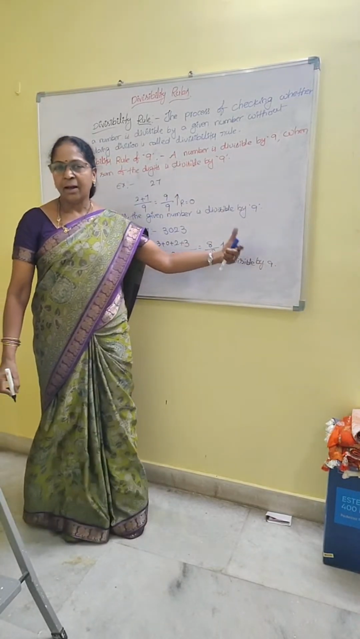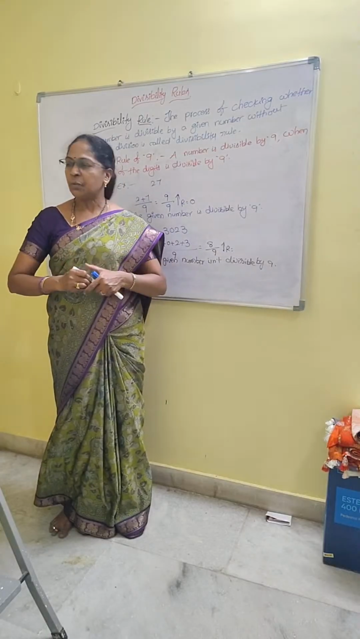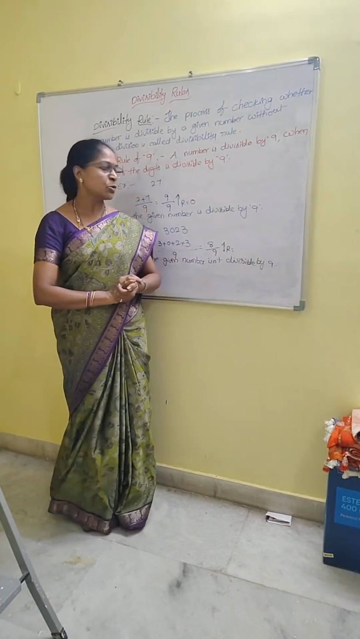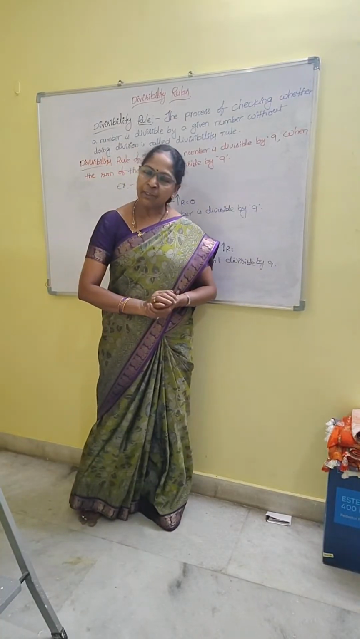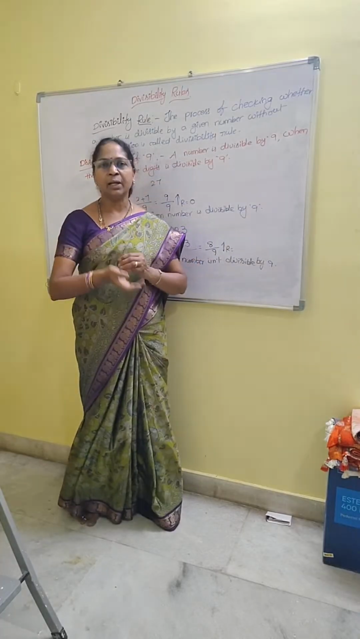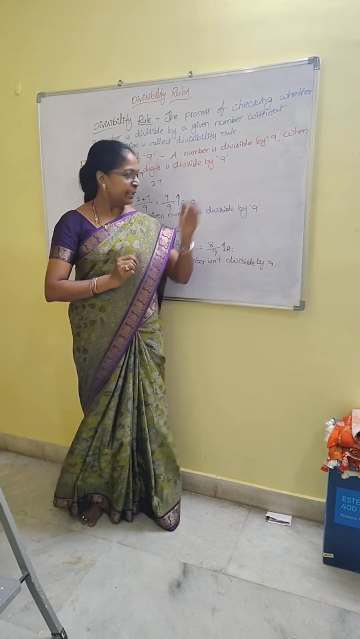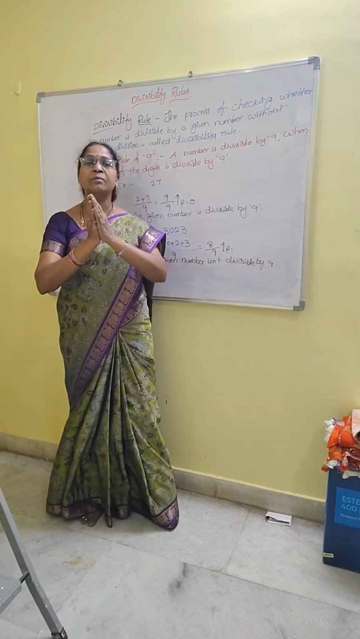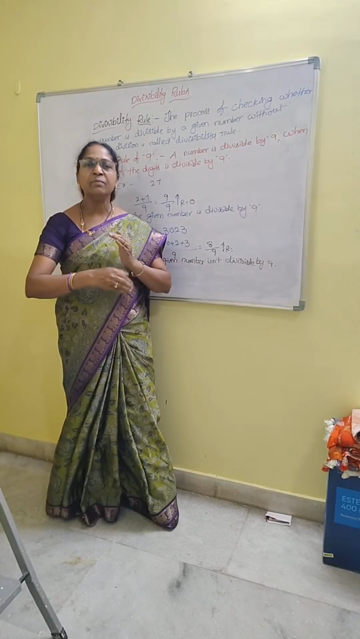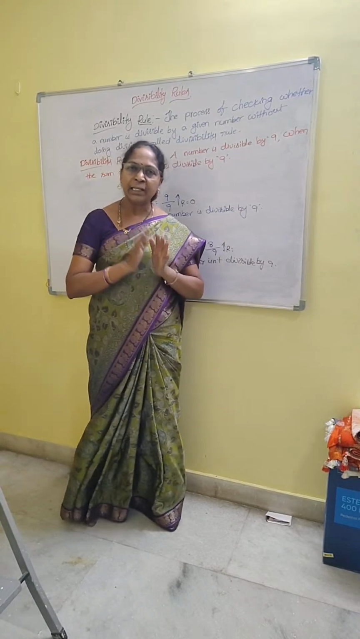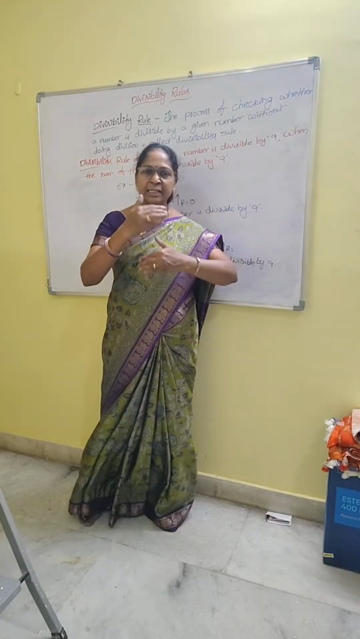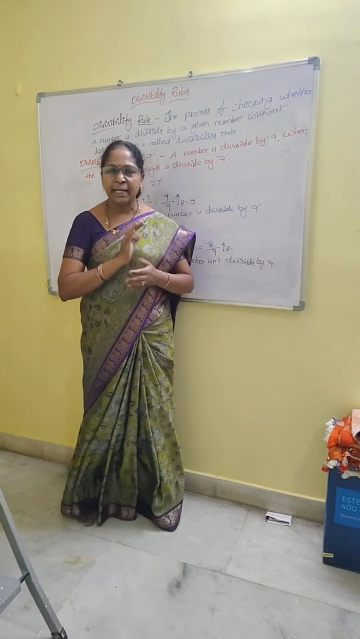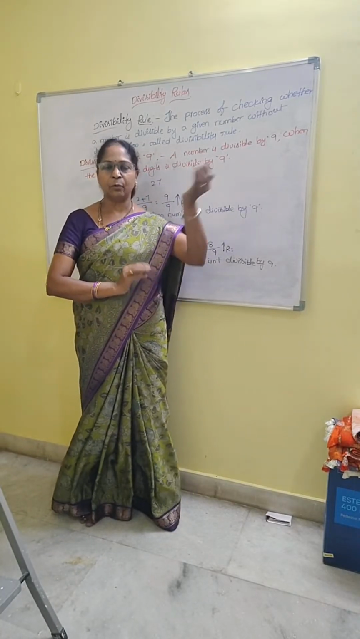Is it clear? Any more doubts? So this is the end of today's topic. How many divisibility rules have we learned? We will revise, just recall that. What is a divisibility rule? This is one of the processes of checking whether a number is divisible by another given number without doing division. That is called a divisibility rule.